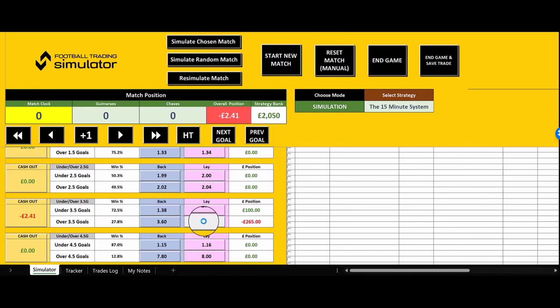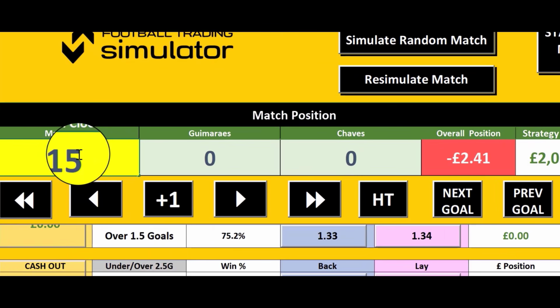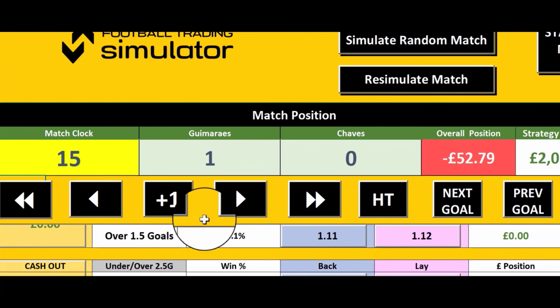So this one looks like we've got a match from Portugal. Okay, let's have a look at this. Laying over 3.5 goals at 3.65. Let's see if we make it 15 minutes. And in this one we don't.